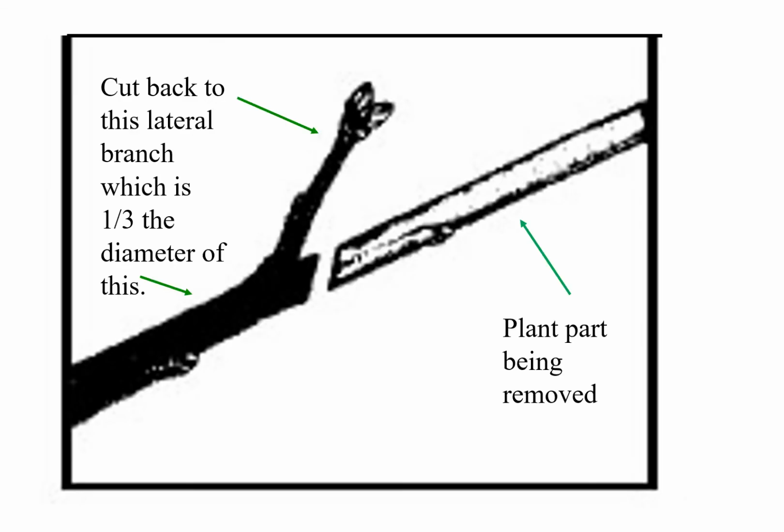Not more than 25% of the foliage of a branch or limb should be removed in a single growing season when it is cut back to a lateral. That lateral should be at least 1/3 the diameter of the removed portion so that it can assume apical dominance.